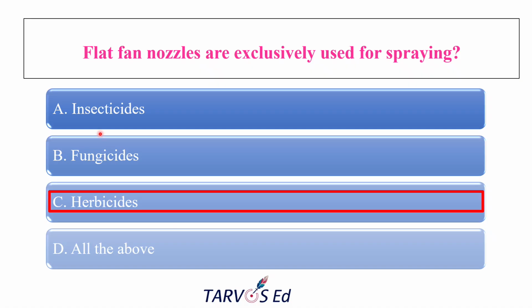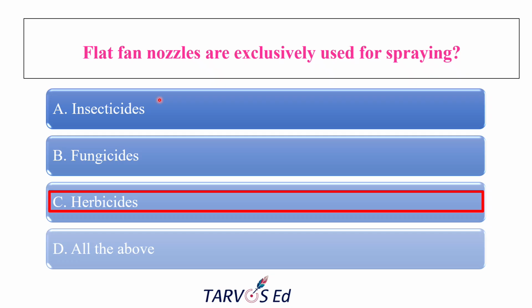So remember one thing, flat fan nozzles, which are otherwise known as fishtail nozzles, are used for spraying weedicides or herbicides. If the question is asked like hollow cone or hydraulic nozzle means, the answer would be insecticides or fungicides. So remember one thing, for insecticide and fungicide spraying, the nozzle type would be different. For this spraying, mainly hollow cone or hydraulic nozzles would be used.